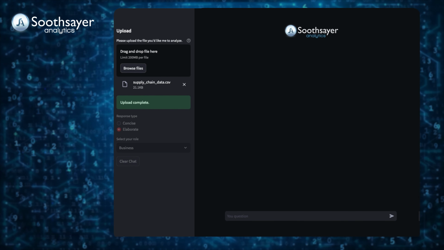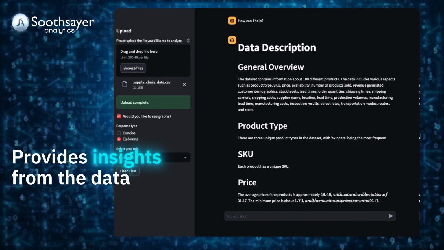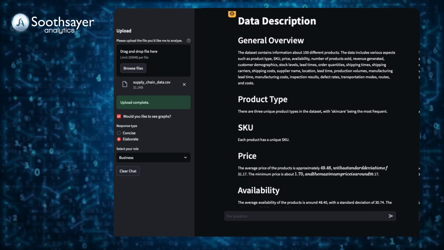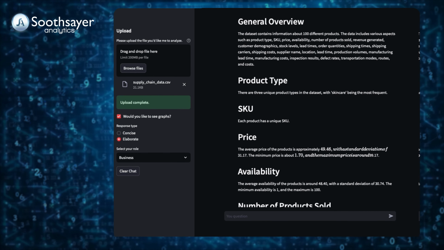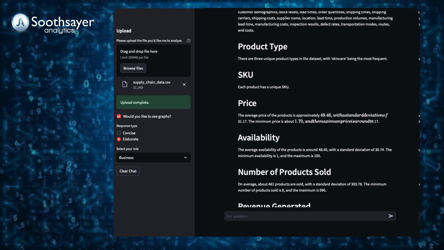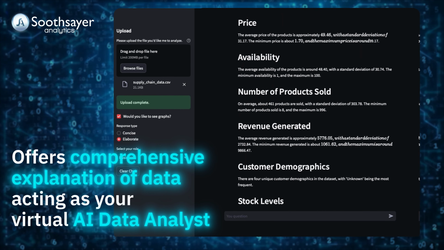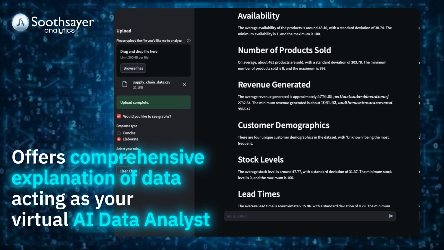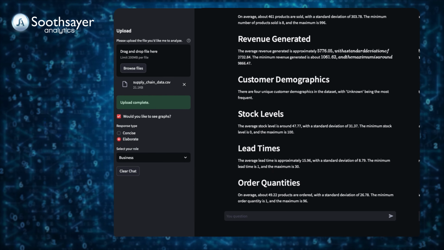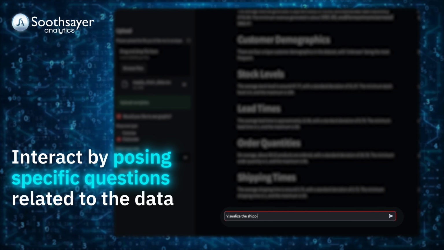Once your data is uploaded, the AI data analyst will provide insights from the data, including an overview and key information such as product type, SKU, price, availability, and more. These details are invaluable for gaining a deeper understanding of the data, effectively serving as your virtual data analyst. You can interact with the data analyst by posing questions related to your data.